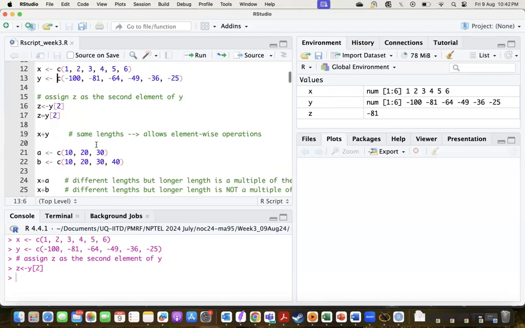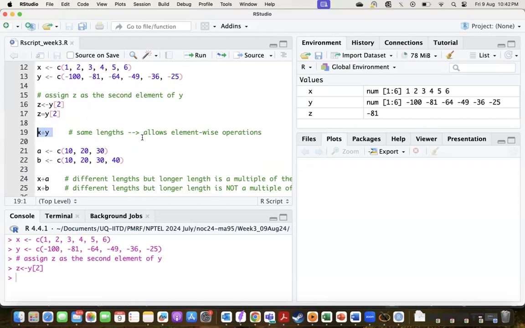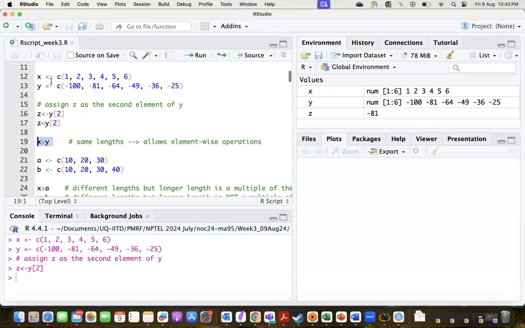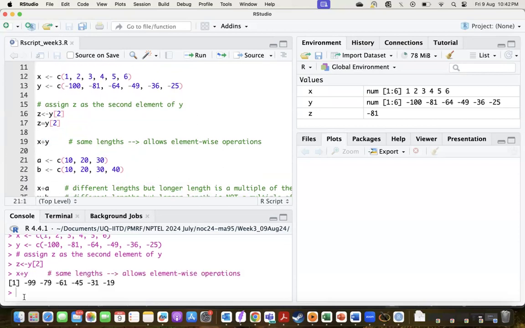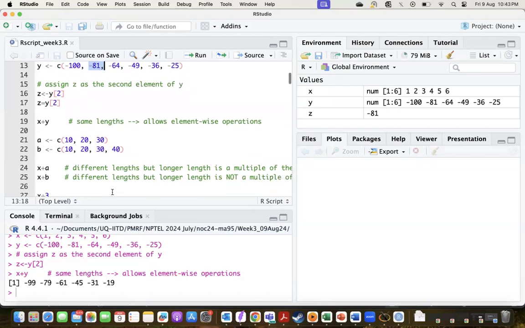Now if I do a vector addition, I add up x and y. Since I'm not assigning the output anywhere, it's just going to give me the output here in the console. So it's going to be adding 1 and minus 100, so I get minus 99, adding 2 and minus 81, so that's minus 79, and so on, right? Both the vectors had the same length, so it's quite intuitive how it's going to go.